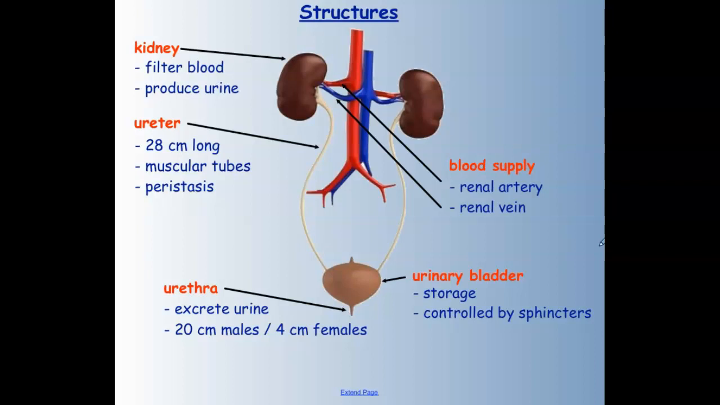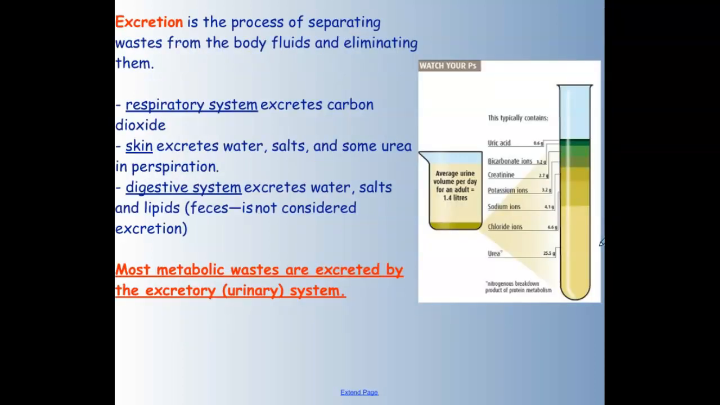So we're going to talk a little bit about the actual composition of urine. The process of excretion, which is the excretory system, is basically taking waste and separating it from the fluids in our body and then eventually eliminating them. We think a lot about eliminating as the process of excretion, but remember it's also the separating process as well. In our respiratory system, for example, we excrete carbon dioxide because we get rid of it. We eliminate it. It also takes the carbon dioxide away from the blood.